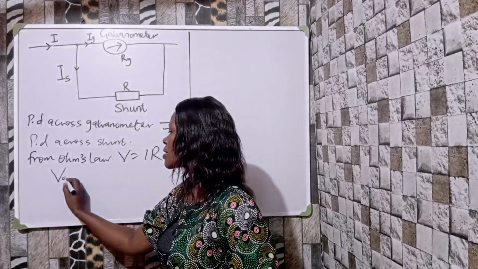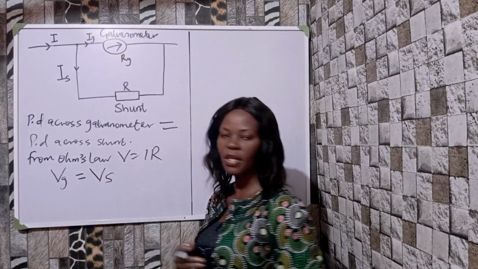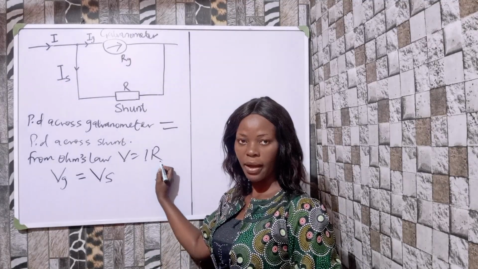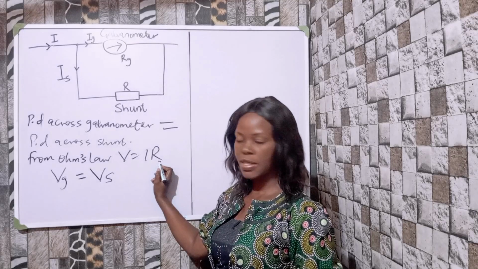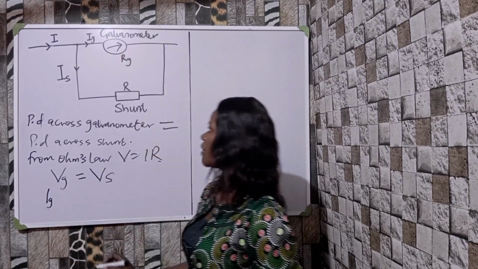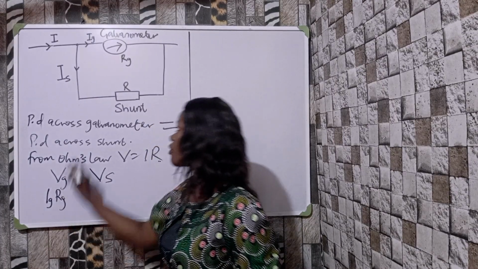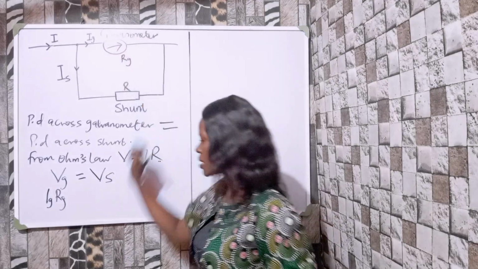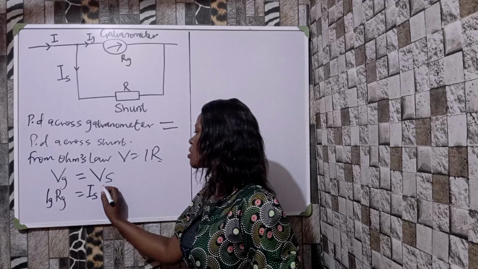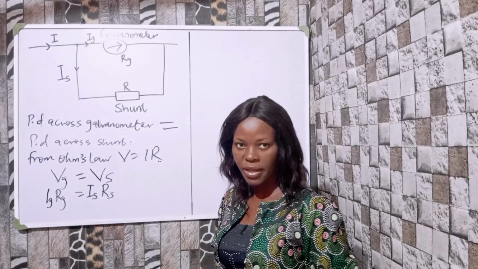So if we bring it back to what we have, I will just say that the PD, which is V across galvanometer, is equals to the PD across what? Shunt. But what is my PD? I times what? R. Current times what? Resistance. So this will be what? Current flowing through the galvanometer, multiplied by the resistance of the galvanometer, which will be given to you, right? Then is equals to current of the shunt multiplied by what? Resistance of the shunt. Is that okay?